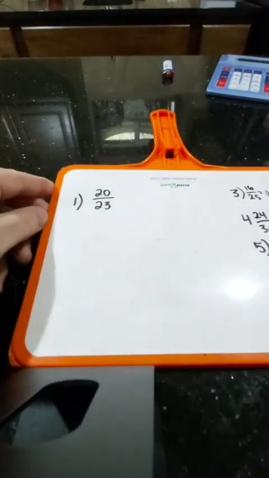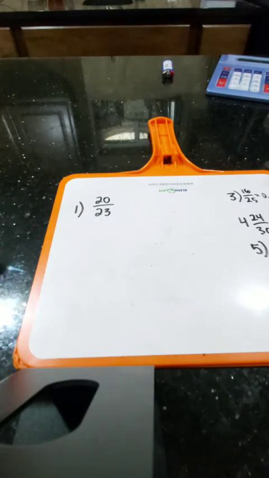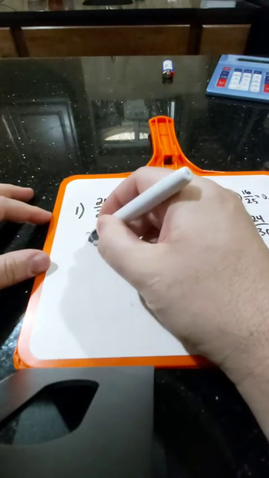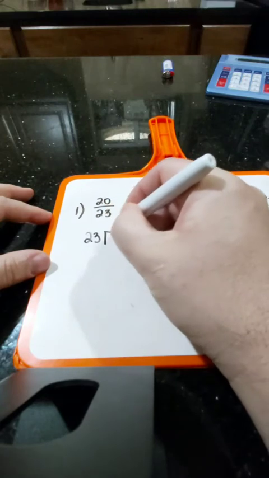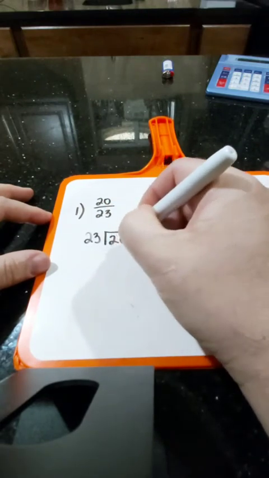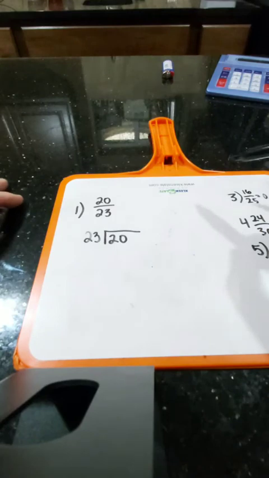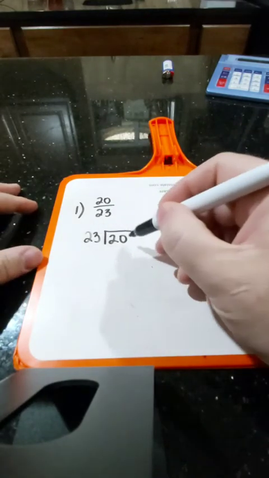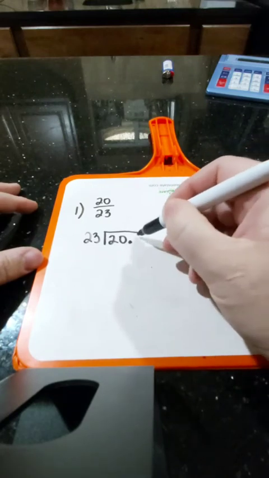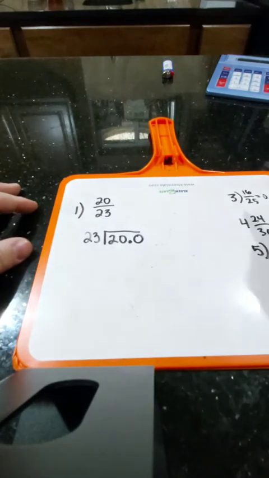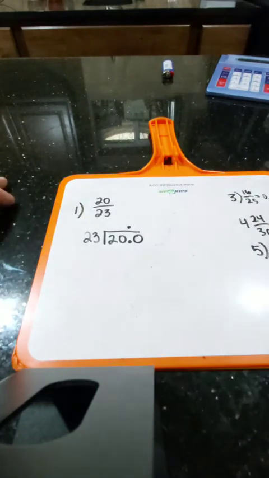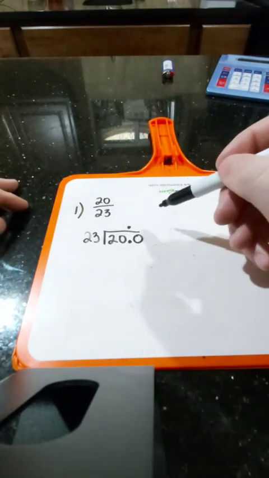20 over 23. The first thing we're going to do is divide the denominator, 23, into the numerator, 20. What's the first problem that we have? Well, immediately we see that 23 is too big to go into 20. So we add our decimal and turn 20 into 200. Now we can work this problem like a regular division problem once we bring our decimal up.